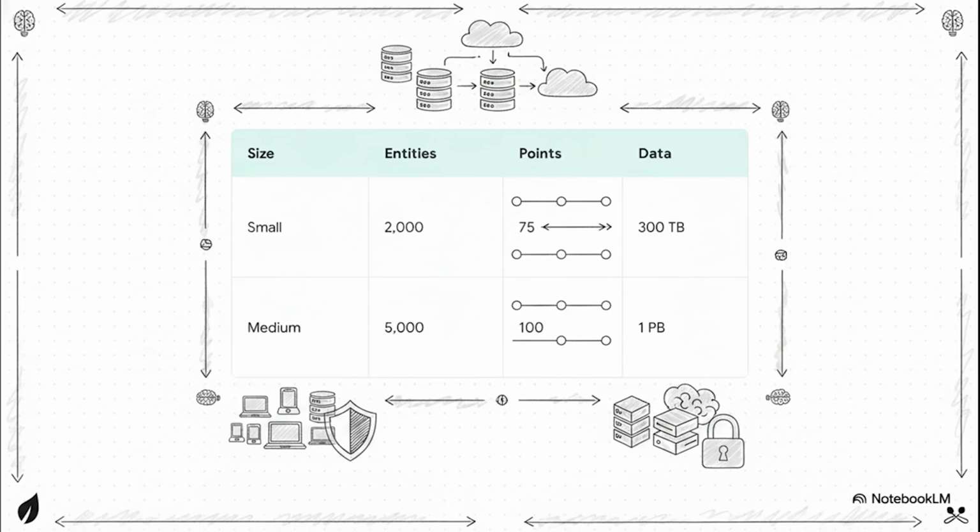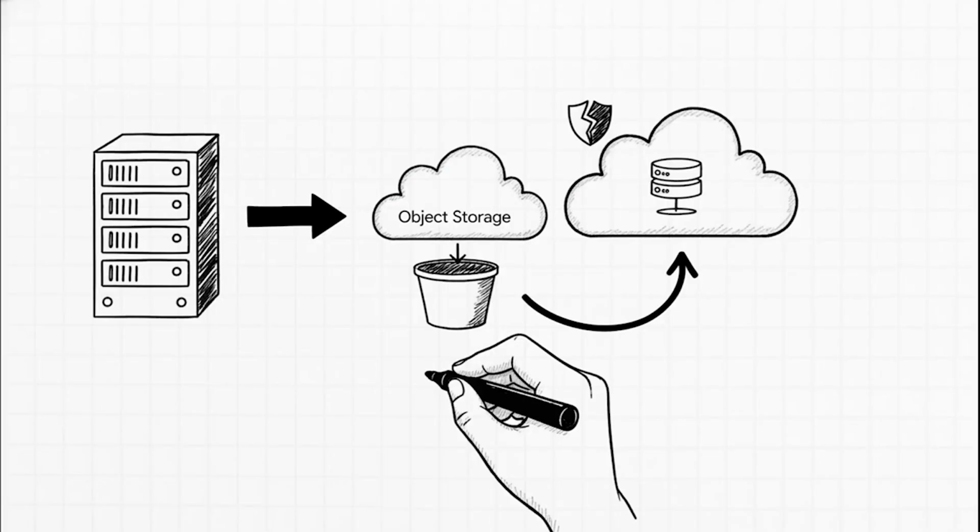But if you step up to the medium instance, that jumps significantly. Up to 5,000 entities, 100 recovery points per entity, and a whopping 1 petabyte of live data. Keep these exact thresholds locked in your brain for test day. Let's look at how this plays out in a real failover scenario. Listen closely. MST replication is strictly unidirectional. It only flows from your primary cluster straight into your object storage bucket.